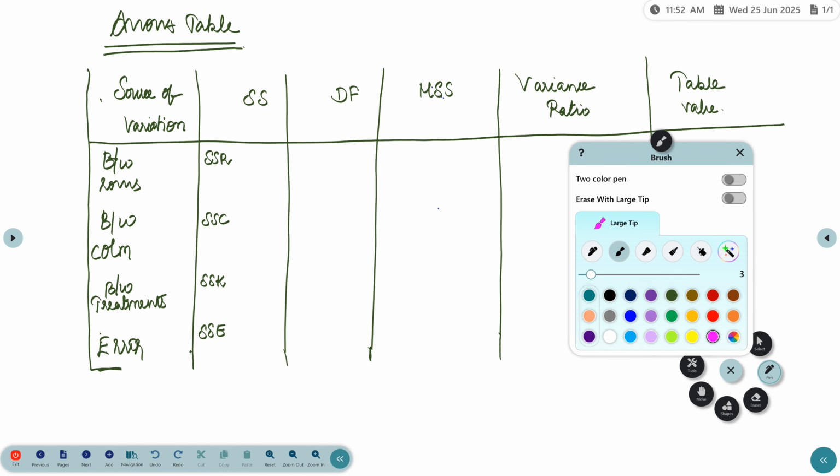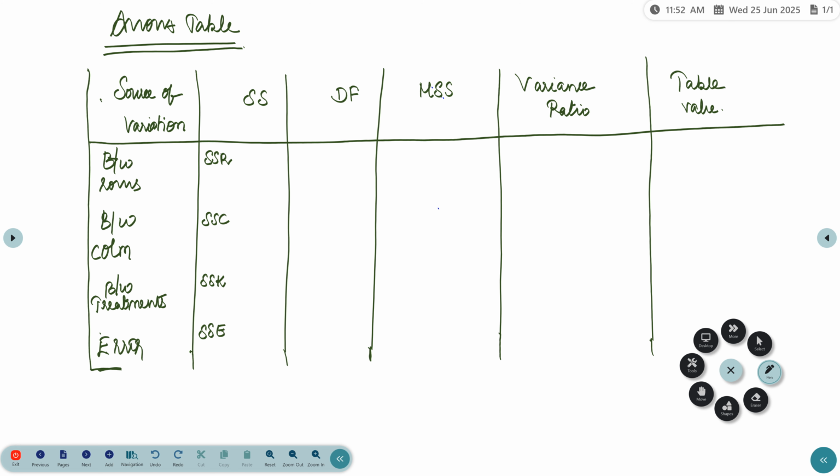Next, we are going to build the ANOVA table. The table contains source of variation, sum of squares, degrees of freedom, mean sum of squares, variance ratio and then table value. The first row is between rows, next between columns, then between treatments, and the last is error. SSR we have already calculated: 29.19. SSC is 4.69. Similarly SSK is 284.19 and SSE is 11.87.